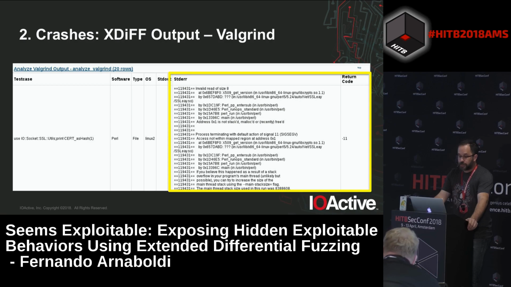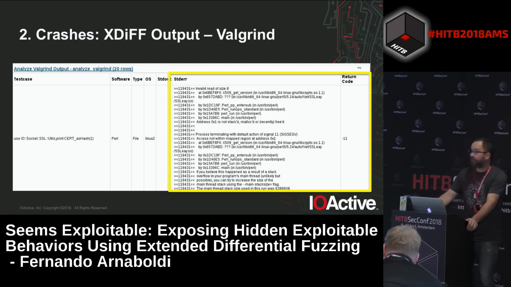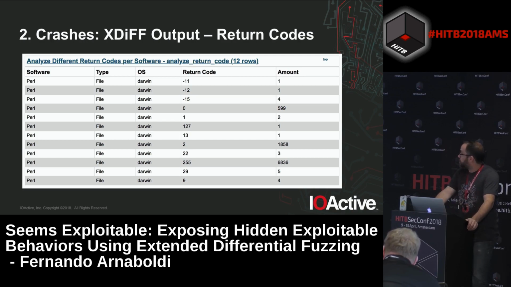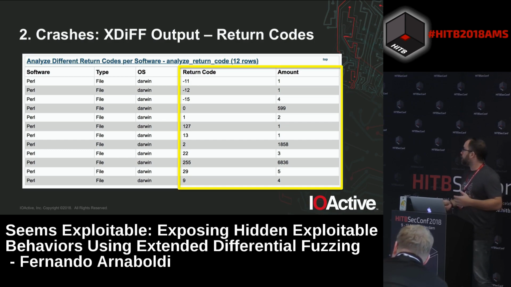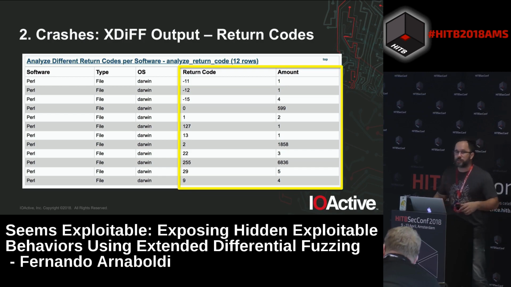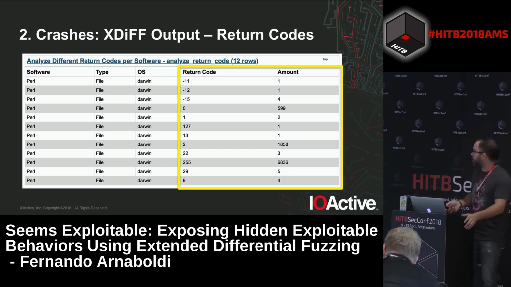So another possibility, instead of analyzing the output of Valgrind, you could also detect the different return codes by the software. Perl is a case by itself. I just put this in here because it's weird, the amount of different return codes that it has. Sometimes you can even detect weird behaviors of software when you're checking the return codes. Of course, the -11 was the one that we saw before, which is associated with a crash. But depending on the piece of software, if you just have 2 types of return codes and one of them only shows that it has been executed 1 time, it would be worth analyzing why it happened.